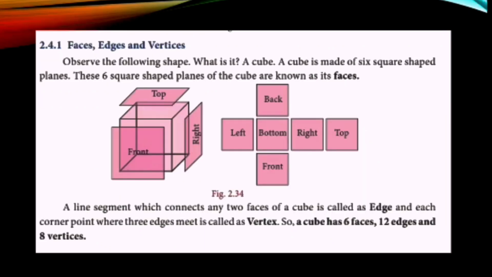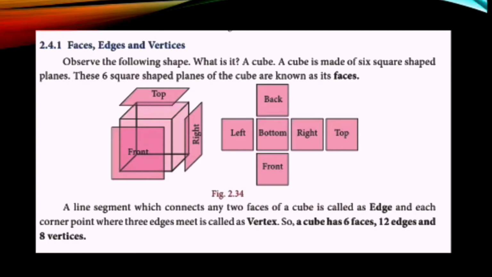Next topic we are going to learn is faces, edges and vertices. Faces means what we are facing, that is the shape of a plane. Look at this picture of a cube. This cube is made of 6 square shaped planes. If we attach 6 squares we get a cube, right? So these 6 square shaped planes of the cube are known as faces.